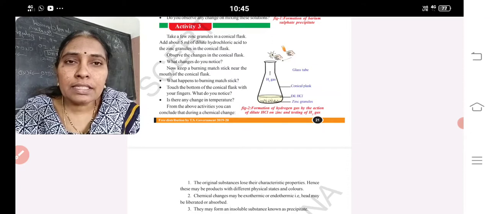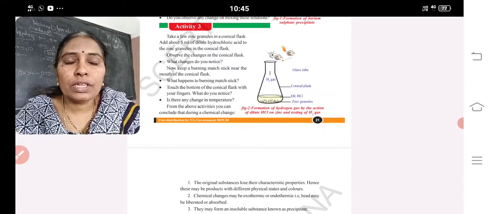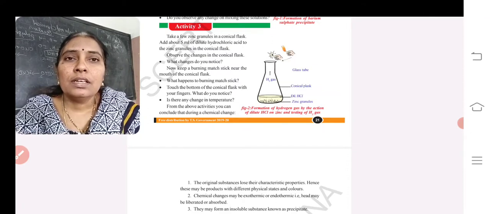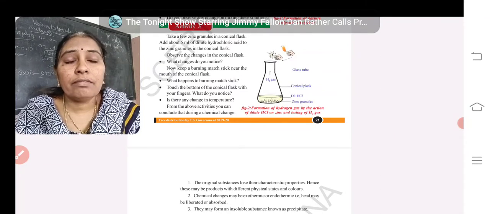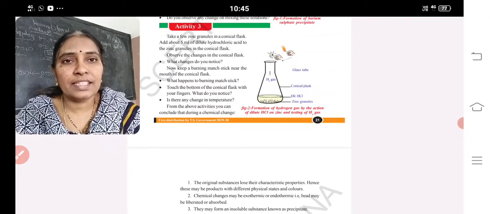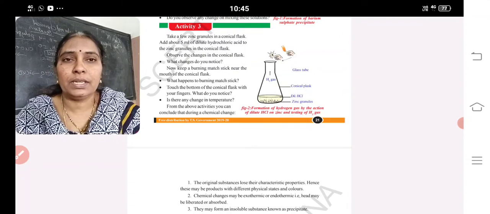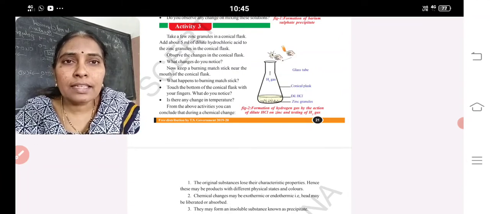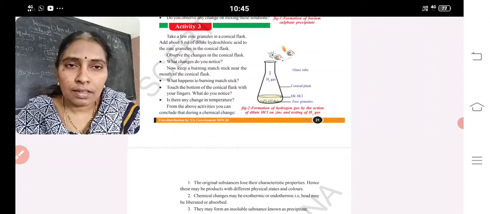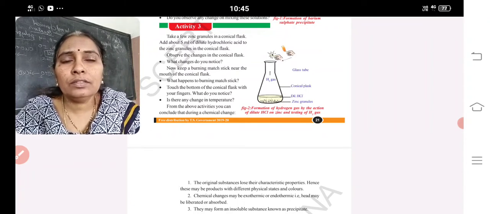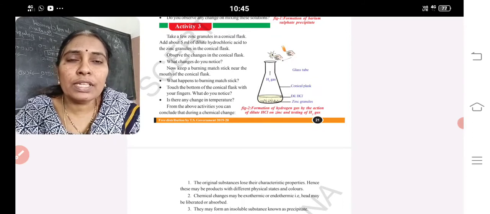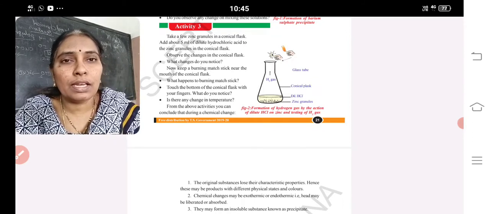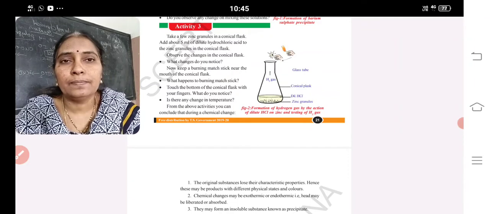After counting the number of elements, if you want to balance any element, add a number as a coefficient but not as a subscript. What you are adding should be mentioned in written form. Suppose you are adding 4 in front of a water molecule: 4 is added as a coefficient to the water molecule. You have to write it in a sentence.